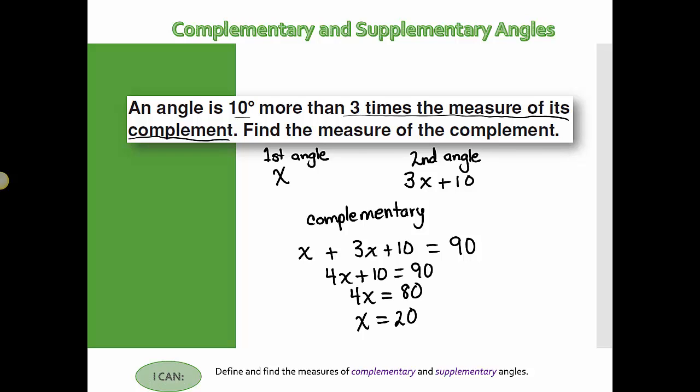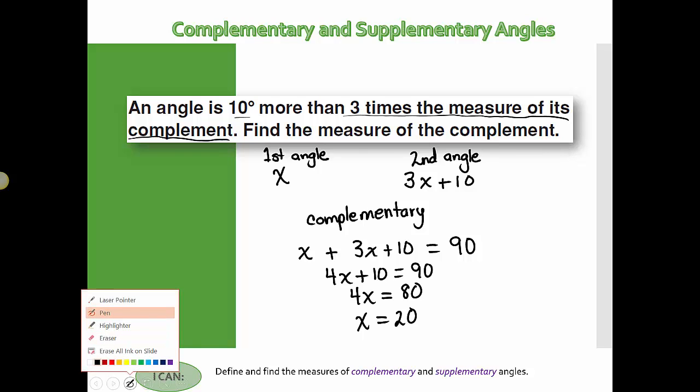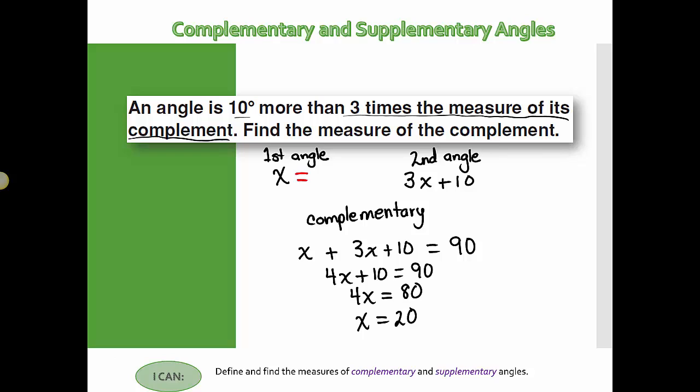So that means our first angle that we were talking about before is 20 degrees, which means that its complement, if we plug 20 in there, is 70 degrees because x is 20. Plug 20 right back in there, do your computation, and the answer is its complement is 70 degrees.